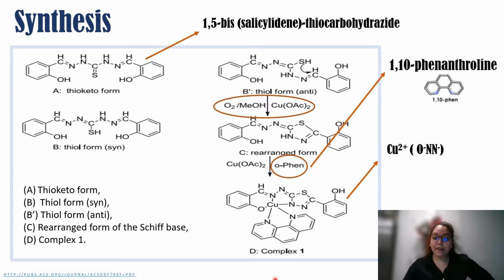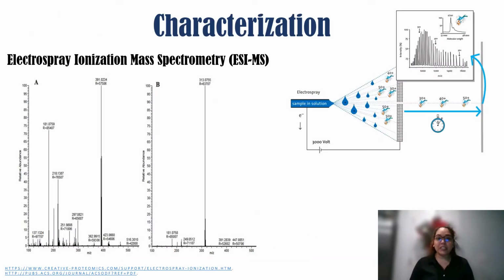This complex has an oxidation state of copper 2+ and is also coordinated with oxygen and nitrogen, as we can see in this picture right here. For the characterization of the reaction, they use a technique called electrospray ionization mass spectrometry, or ESI-MS. Electrospray ionization is a technique to generate ions for mass spectrometry. We can see that a voltage is applied to the sample in order to atomize and ionize it, and then it is run through the mass spectrometer.